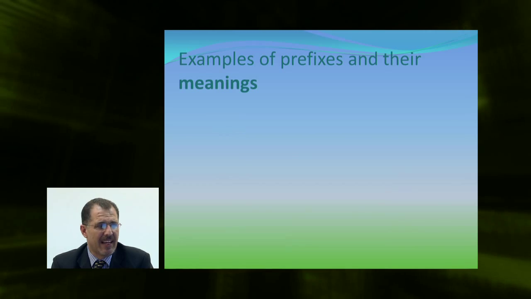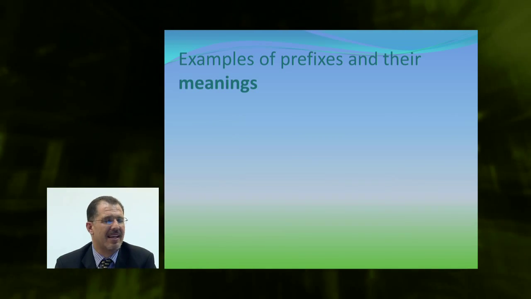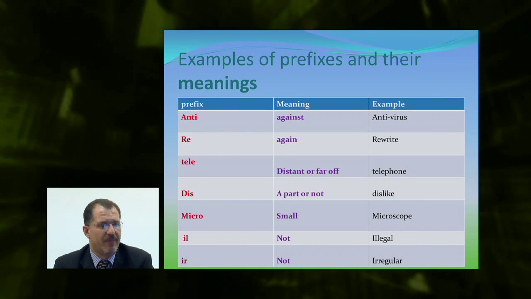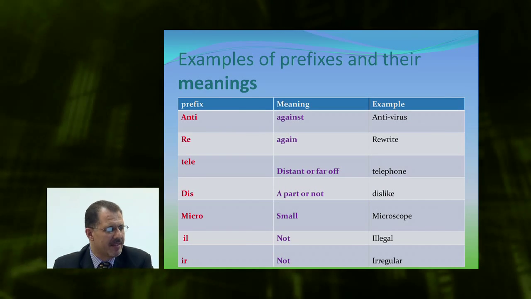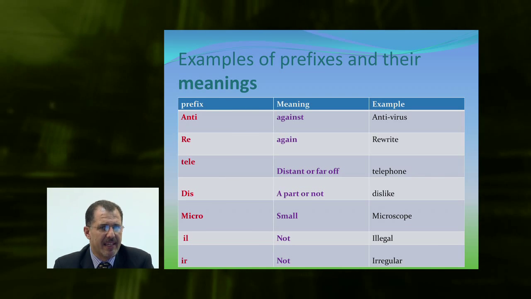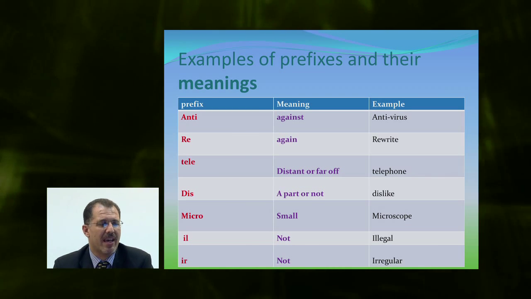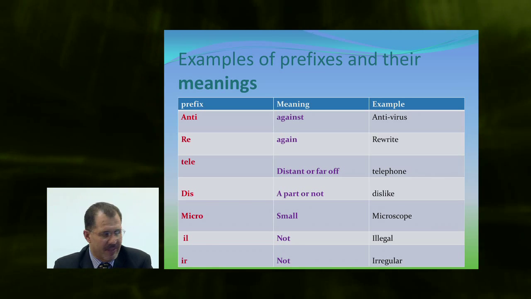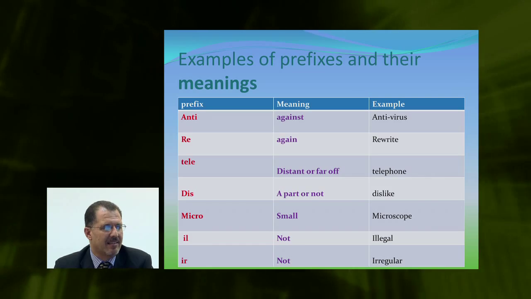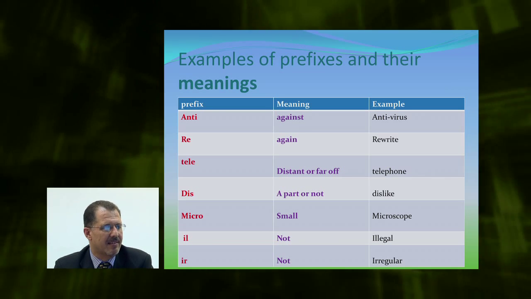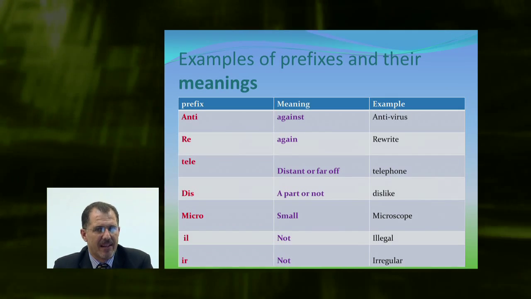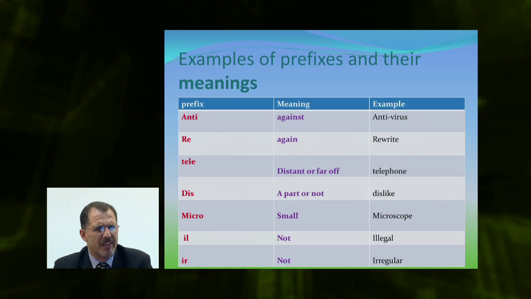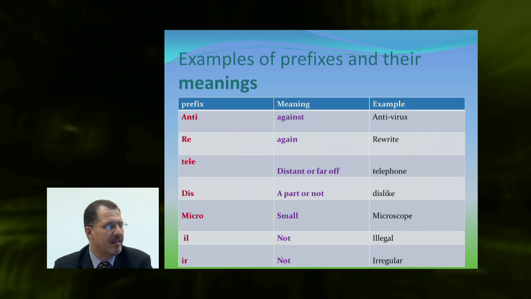Okay, let's take a look at examples of prefixes and their meanings. In the first column, we have the prefix. In the second column, we have meaning. And in the third column, we have example. Now, let's talk about the first prefix, anti. What does it mean? It means against. The example is antivirus. We have other examples, let's say antibiotic. It's a kind of medicine, by the way.